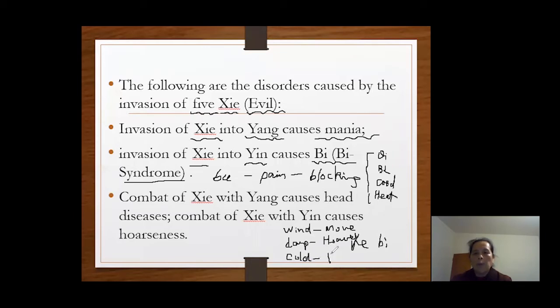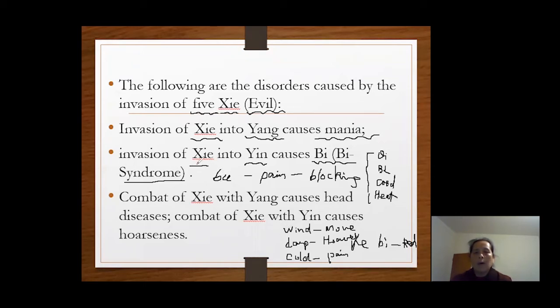Cold B is more painful. Then we talk about the 热 B or heat B. 热 just means heat. So heat B condition, still local painful and redness swollen. So that's four commonly B syndromes.